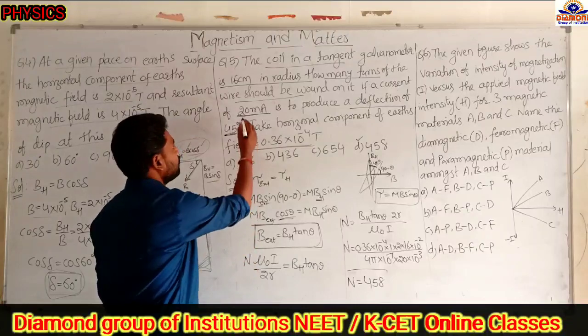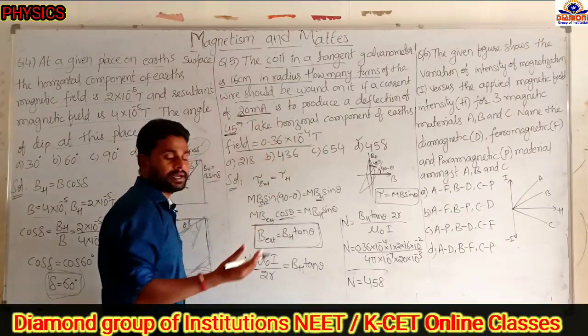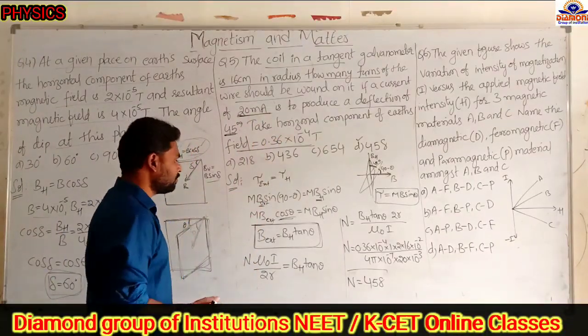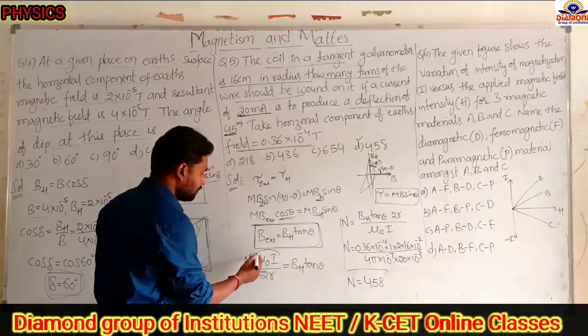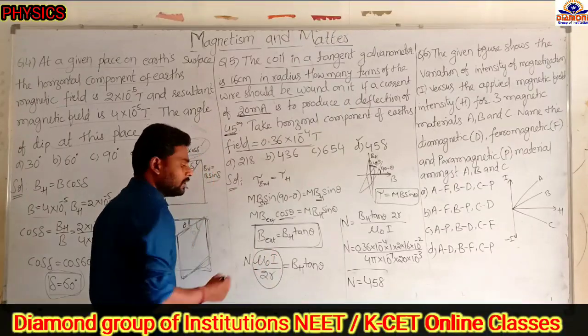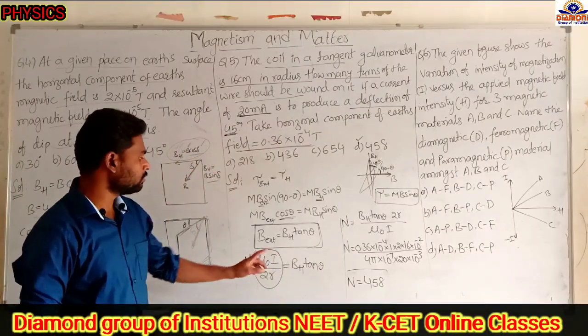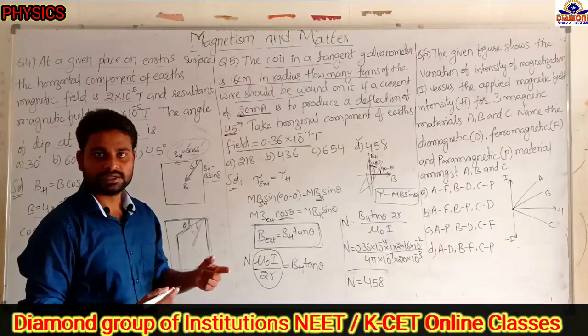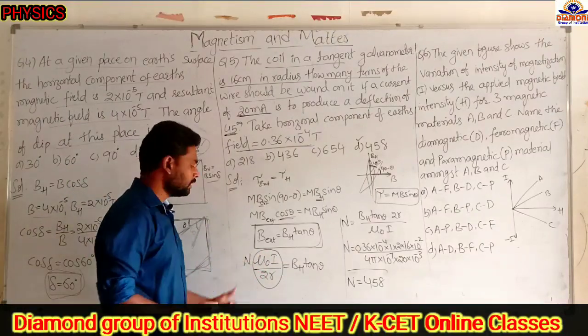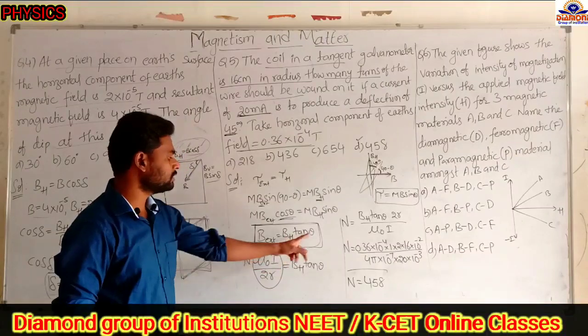Okay, so that coil, if a coil produces the magnetic field, how much magnetic field is it producing? Already we know the formula. The magnetic field produced by the coil is nothing but mu naught I by 2r. Suppose if n number of turns are there, we have to multiply with n. So n into mu naught I by 2r equals BH tan theta.